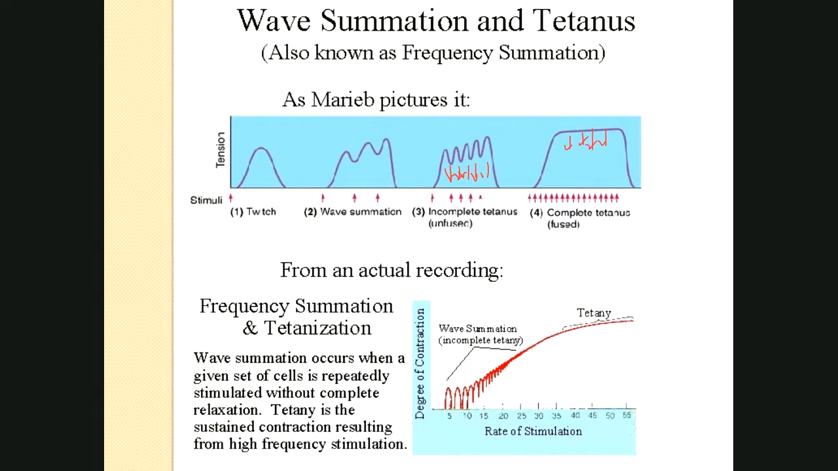And so we get this smooth, sustained contraction. You may remember what that's called when you have the smooth, sustained contraction that just lasts and lasts until we stop stimulating it. What do you call that? It's called tetanus. Everybody remember that? So look, that's tetanus.